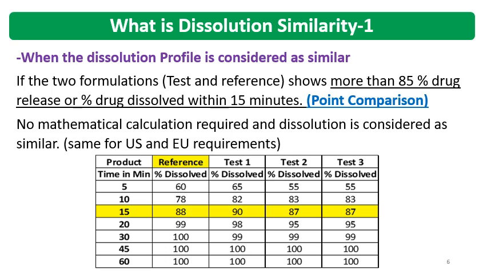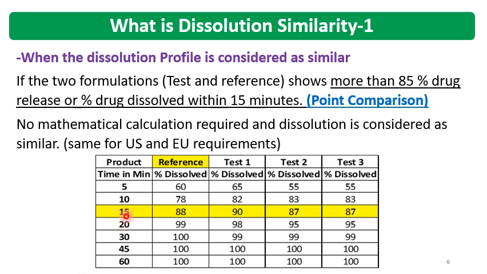So I have given an example here, you can see this example. In 15 minutes, the reference product is showing 88%, test 1 formulation is showing 90%, test 2 is showing 87%, test 3 is showing 87%. So these three formulations, or three dissolution profiles, are all giving dissolution of more than 85% within 15 minutes. That's why these can be considered as similar.